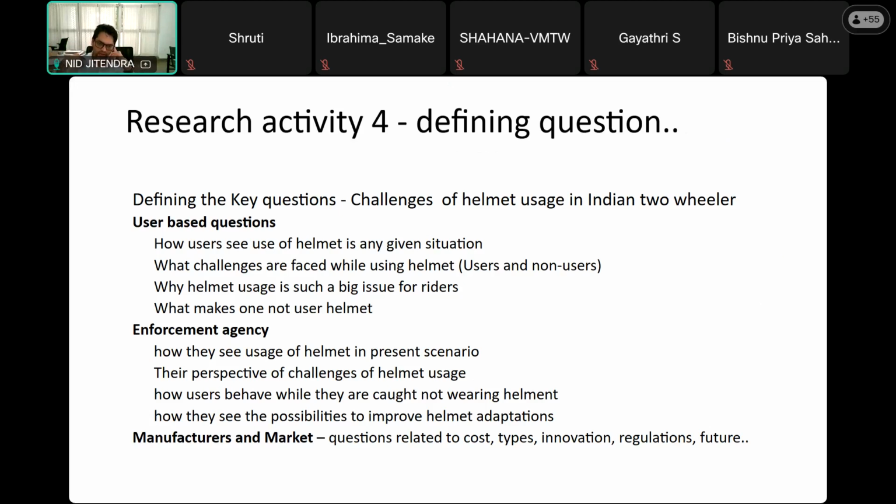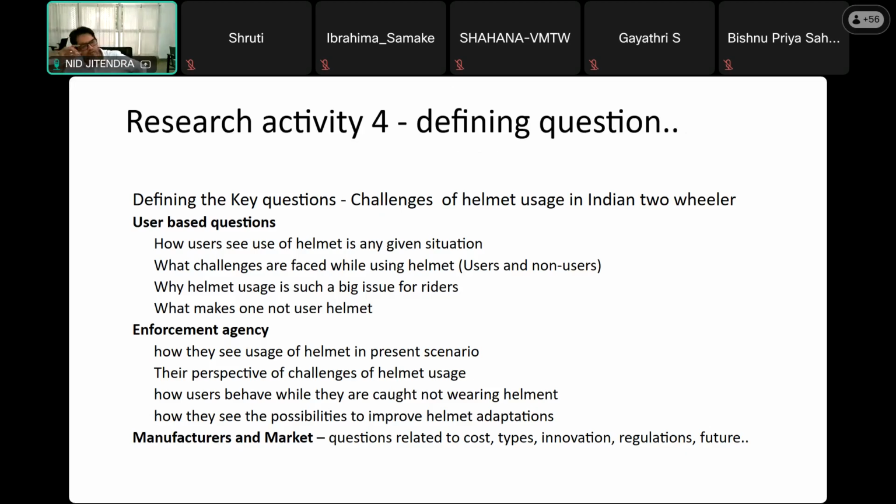Why is helmet usage such a big issue in riders? You can ask this question, maybe saying why you don't want to use it, if somebody is not using. And people will say, this is my choice. I don't find it useful. It is not sure that it is going to save me. We have seen that type of responses earlier also. We have done this research earlier. What makes one not use helmet? Why will people not use it, whatever the situation? Or they will try to avoid. You can ask those questions in a very smart way and you will get the answers. Why people who really need to use it are not taking this safety gear for their own safety.